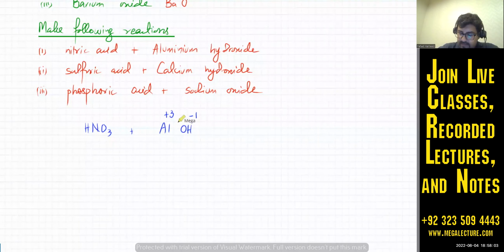So it's going to be Al and OH. It's going to be Al and OH thrice, right? That's what aluminum hydroxide is.